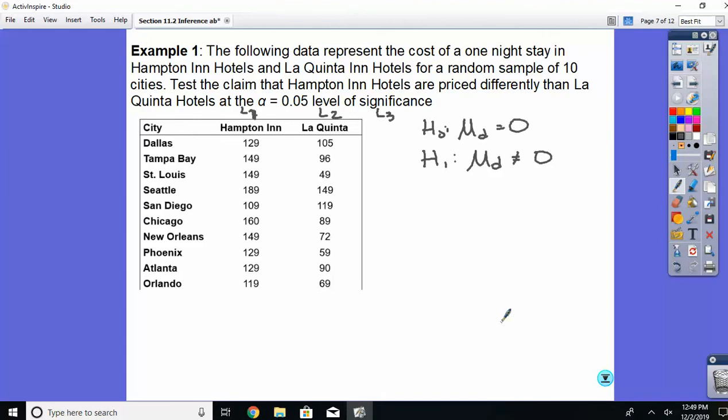So if you hit second and the number 1 button, you see there's an L1 above that. And then you do your minus, and then second, the number 2 button is an L2. So you have L1 minus L2, hit enter, and it creates our list 3 for us, the difference between all those. So we don't have to bother subtracting it, it'll do it for you.